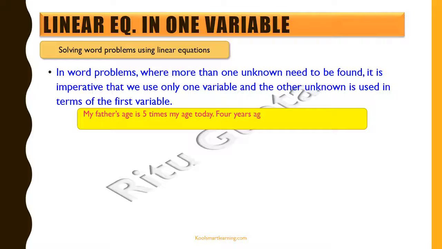Say for example, now here the problem is my father's age is 5 times my age today. 4 years ago his age was 9 times of mine. What is my present age? Although in this word problem what we have to find is my present age, but what is also unknown to me is my father's age. So one option would definitely be that I assume my present age to be x and my father's present age as y, but that's not what we should do, because then we'll have two variables and we'll not be able to solve it. Now we want to take my father's age in terms of my age.